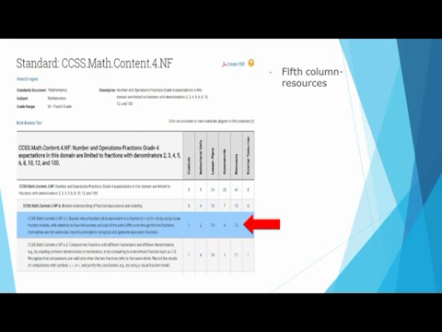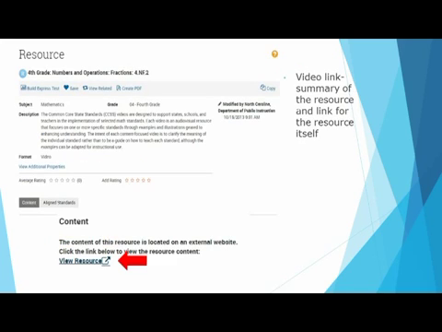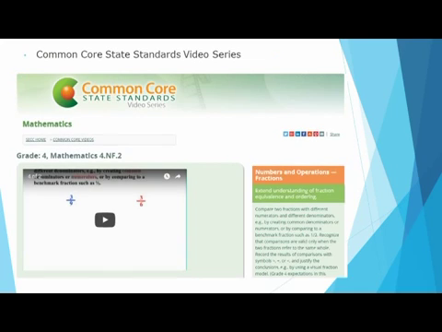The fifth column shows the results available under Resources. Each of these links directs you to resources within SchoolNet that are related to this standard, including videos, model drawings, and graphic organizers. The video link takes you to a summary of the resource and contains the link for the resource itself. The link leads to the Common Core State Standards video series, which includes audiovisual resources that focus on one or more specific standards through examples and illustrations geared to enhance understanding.